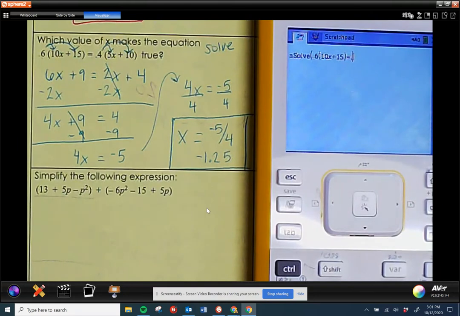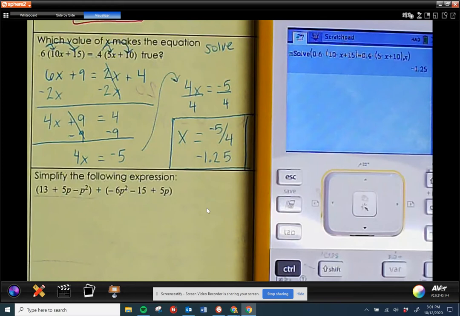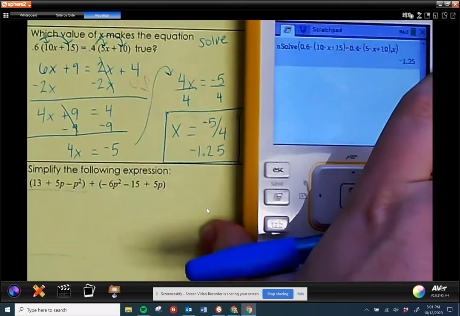0.4 times 5x plus 10. And then the only other thing that's important about insolve is you need to put the comma x at the back. And just like we said, we got negative 1.25. You have to put the comma x at the back in order to get the correct answer.